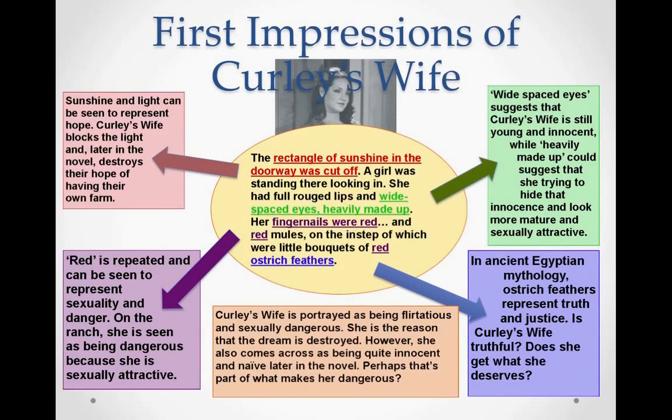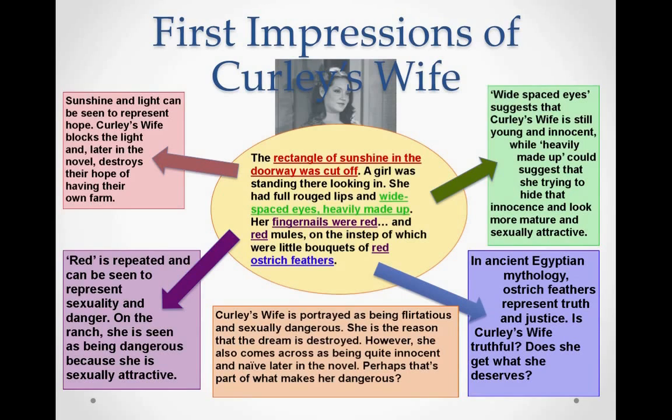You decide. So, to conclude, Curley's wife is portrayed as being flirtatious and sexually dangerous. She is the reason that the dream is destroyed. However, she also comes across as being quite innocent and naive later in the novel. Perhaps that's part of what makes her dangerous.